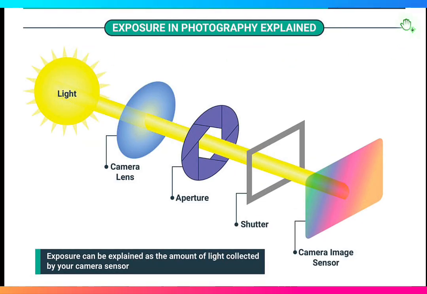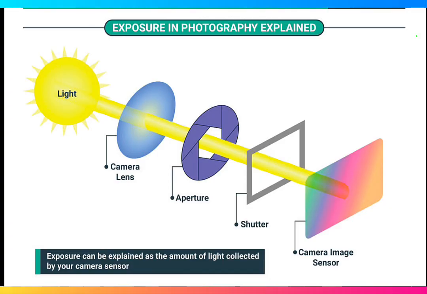Okay, so exposure in photography is pretty much defined as the amount of light collected by your camera sensor. And so what does your camera have to do? How many mechanisms does the light have to go through until it gets to your camera sensor? And it's really kind of crazy once you start learning about it.